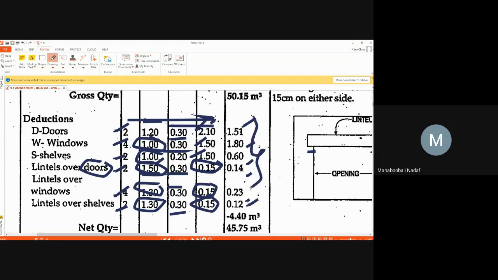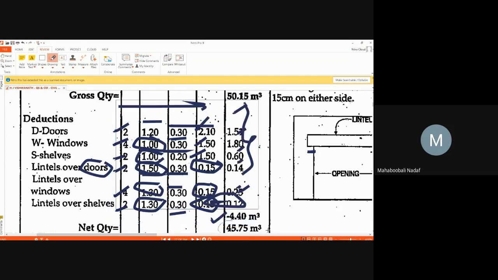All these are deductions. So when you add to get 4.4, you will take it with the negative sign. In the gross brick masonry, you subtract this, so you will get 45. This is the net brick masonry. Is this step clear now?